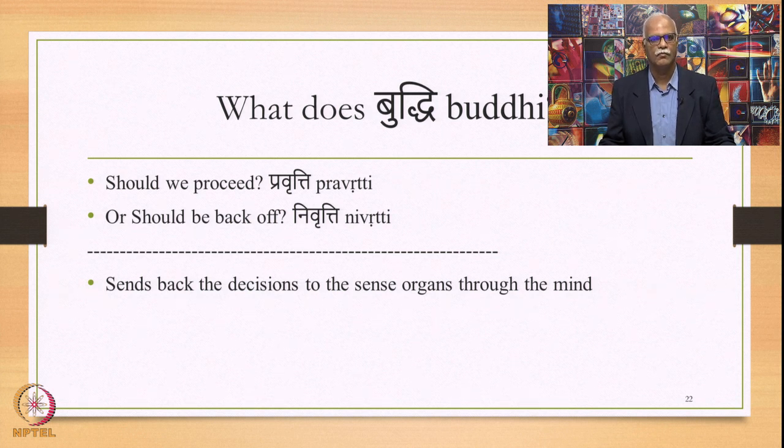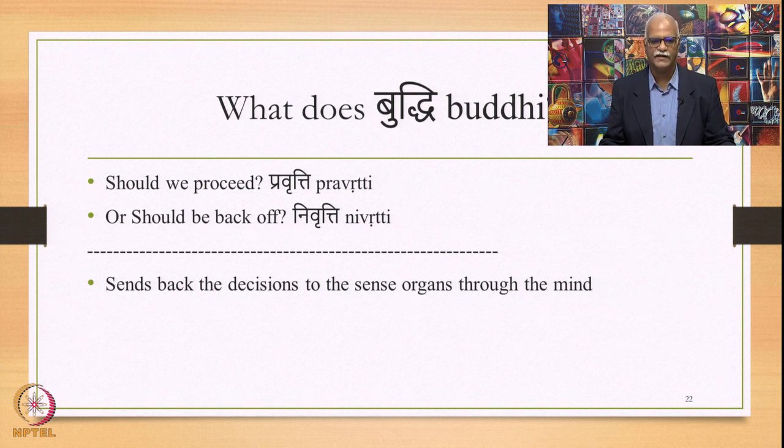And these two are very primary as far as any cognitive process is concerned, pravritti or nivritti, whether to proceed towards cognizing, whether to continue cognizing, or whether to back off, whether to stop cognizing a particular object, and whether to obtain a particular object or whether not to obtain a particular object, and whether some contact should be established or not. This is what pravritti and nivritti function in this entire cognitive apparatus. And it is these two which are part of the intellect, which then influence this entire process.